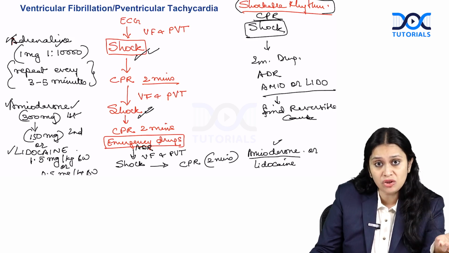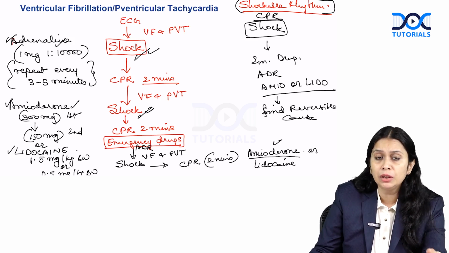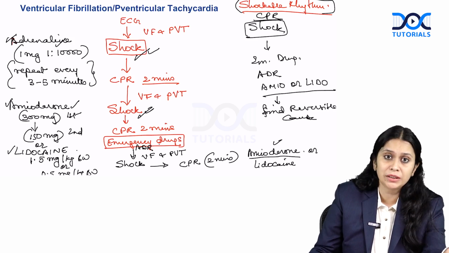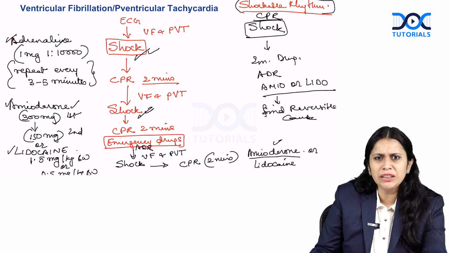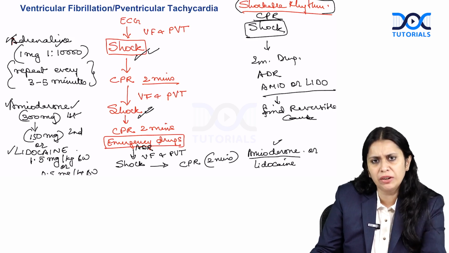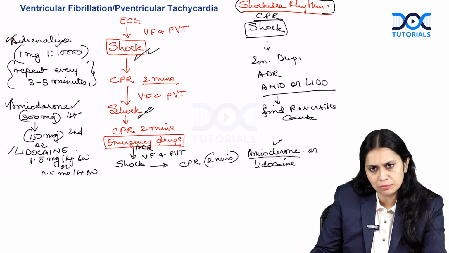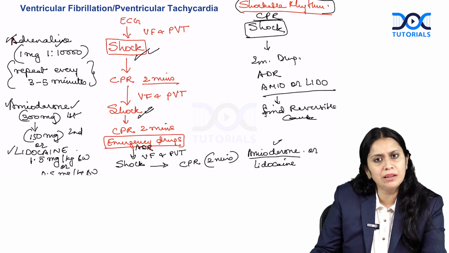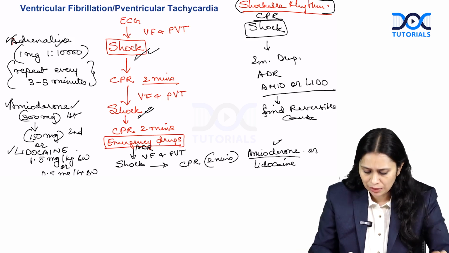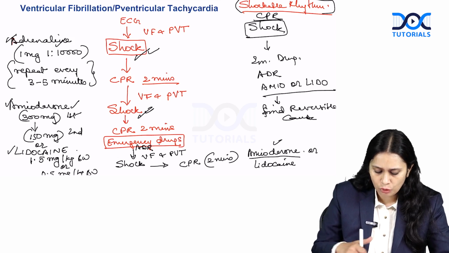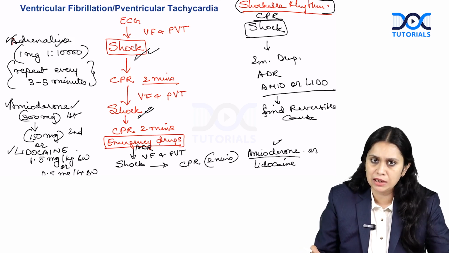Yes, there is less chance that the shock will convert it into sinus rhythm. If it is not converting, then we try to increase the energy of the subsequent shocks. But we can give shock as many times as possible while we are doing the resuscitation. There is no upper limit. Okay, so keep it in mind. So this is how we manage adult cardiac arrest.